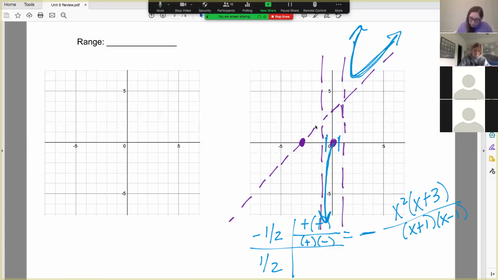Then for positive 1/2, I'd have positive on top, positive, positive, positive. I think, did I do that right? Oh, no, it'd be negative, sorry. Because 1/2 minus 1 would be a negative number. So that would be overall negative as well. So they'd both be going down like this.